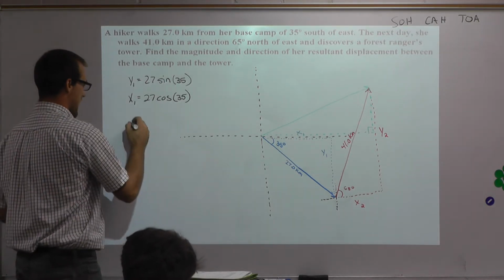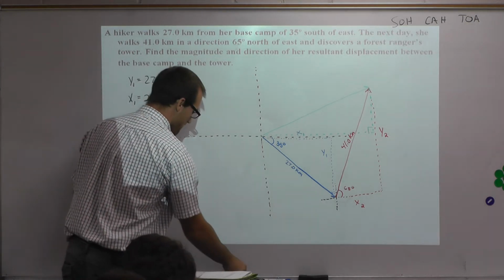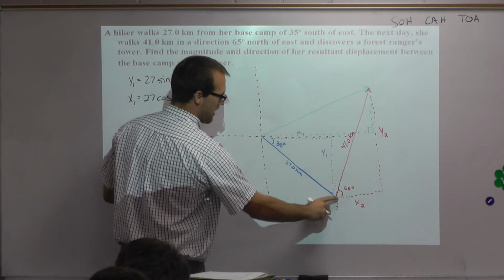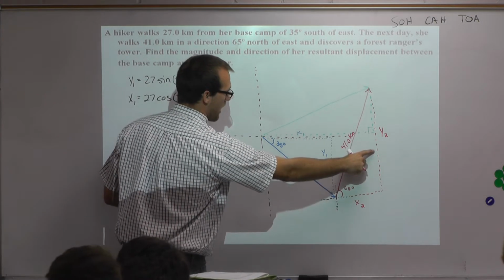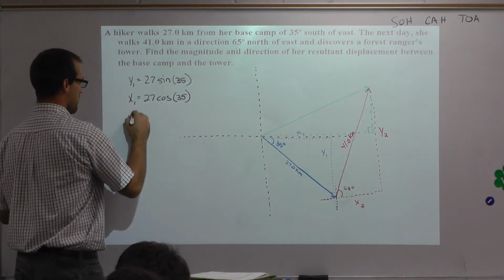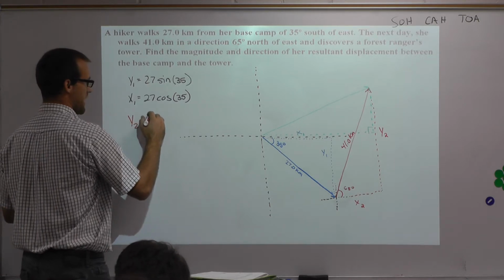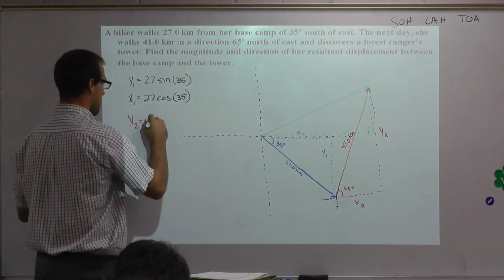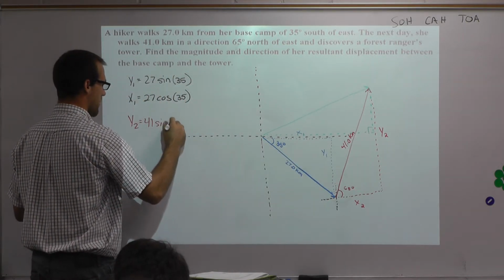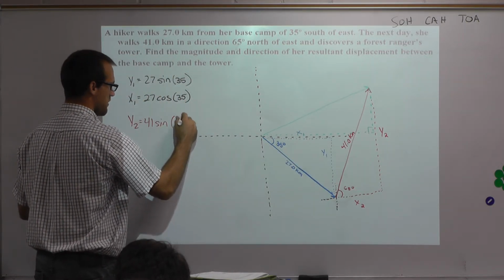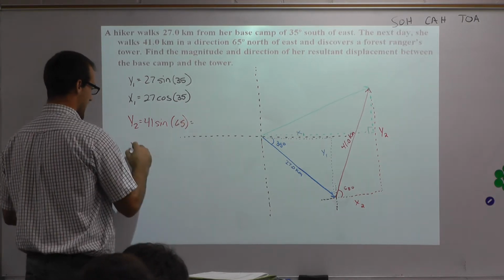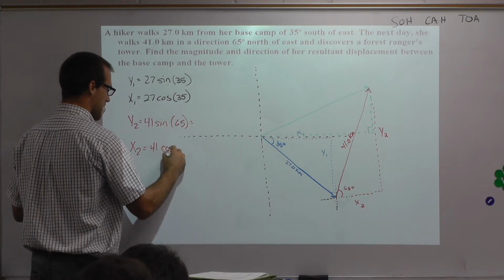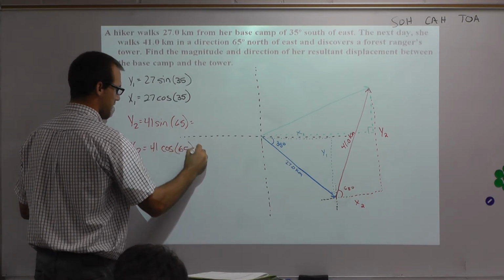Okay? Now I'll use a different marker for the next one. I was wondering if you just discard the degrees above us. Alright, we're starting here. Opposite is y, so we're still sine, right? But now our hypotenuse is different, correct? Yeah. 41 sine, and my angle's different, 65. And then my x2 should be 41 cosine of 65.